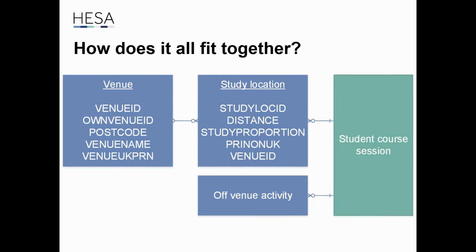So just a reminder then, with some of these fields on, here is how it fits together. You've got the student course session on the right-hand side. This is their main year of study, and you'll have multiple ones of these. You've got the study location entity sitting off that. So you will say for this student course session, this is where they're studying. And if it's relevant, you return the off-venue activity and describe to us what that's going to be. And the link to the venue entity is through study location.